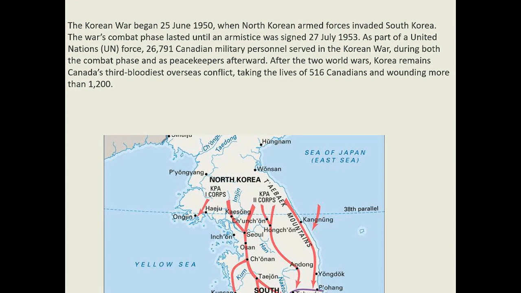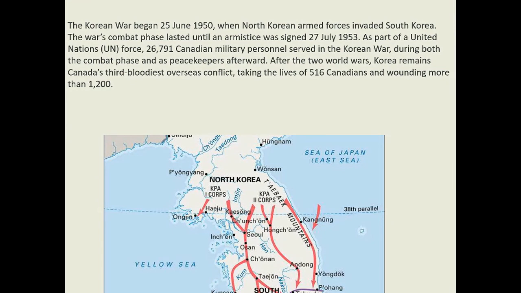26,791 Canadian military personnel served in the Korean War. Alongside the Americans, we pushed our resources in there to try to prevent the North from taking the South, and we were successful. During both the combat phase and as peacekeepers afterward, that's how many served in Korea.